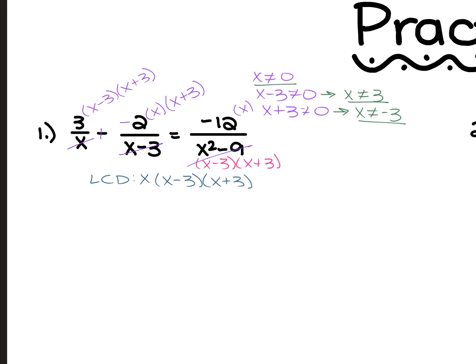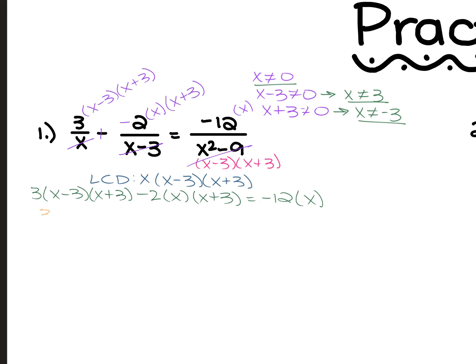So it's whatever's missing from the current denominator that's in your least common denominator that you're multiplying the top by, and then you're canceling out the denominators. So this is going to give us 3 times x minus 3 times x plus 3 minus 2 times x plus 3 is equal to negative 12 times x. With the x minus 3 times x plus 3, we can FOIL that out.